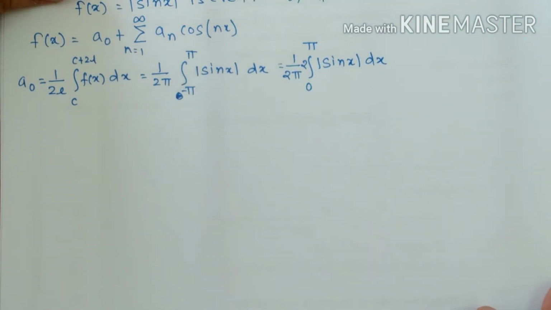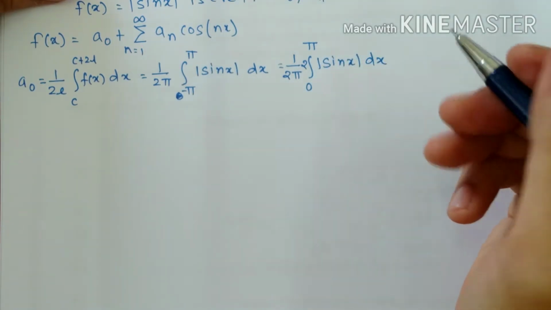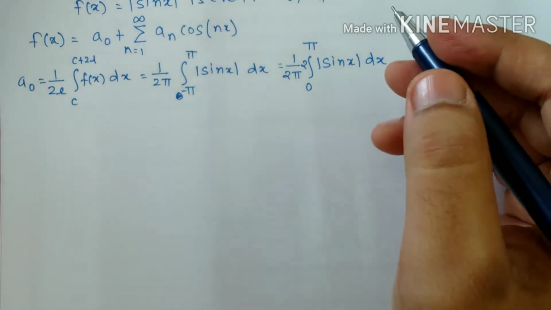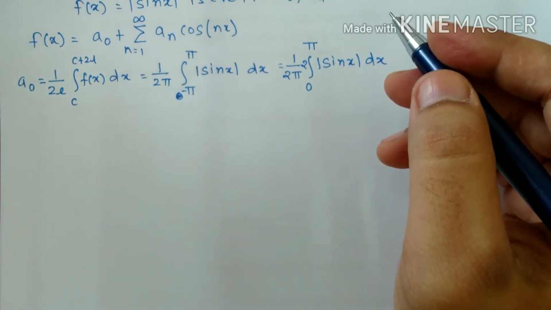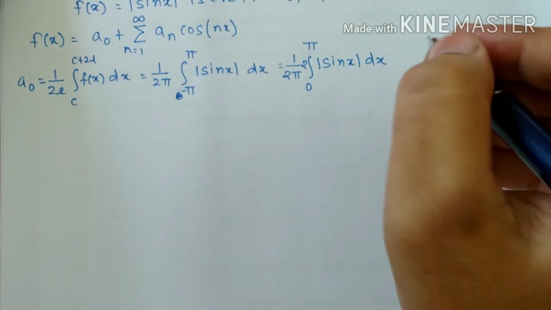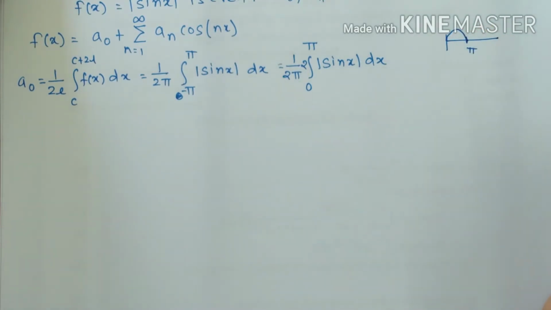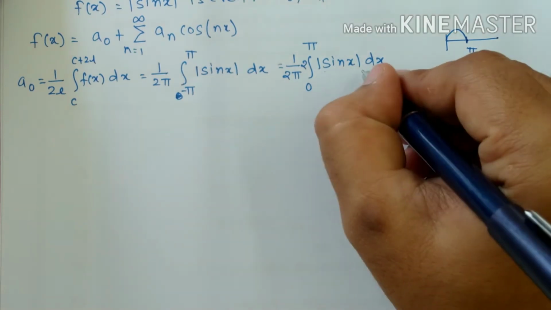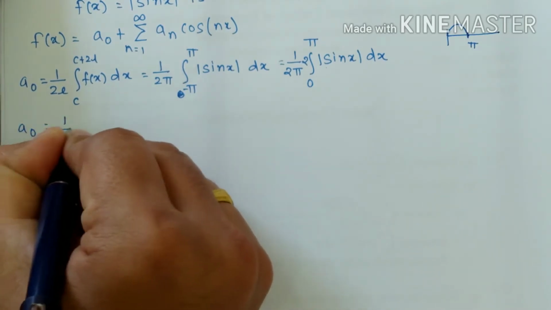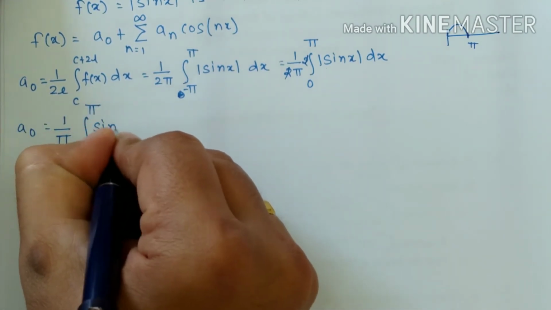Now what is the value of modulus of sin x in the interval 0 to pi? Depending on whether sin x is positive or negative, we get the value of modulus of sin x. So if you just think of the graph in the interval 0 to pi, sin x is always positive. Hence, the value of mod of sin x is sin x. Hence, a naught is equal to 1 upon pi. This 2 and 2 will get cancelled. Integration from 0 to pi, mod sin x becomes sin x.